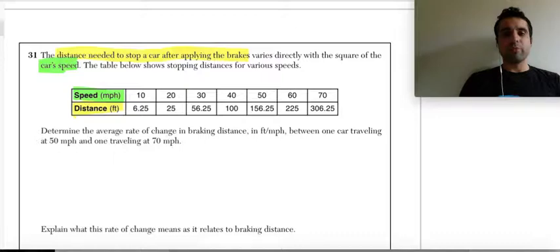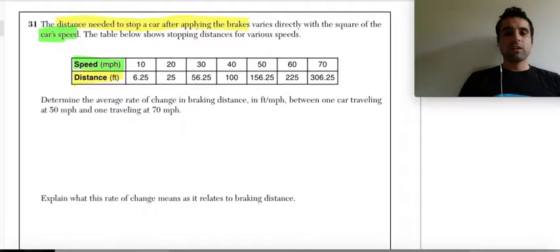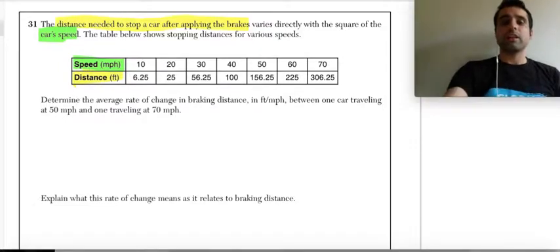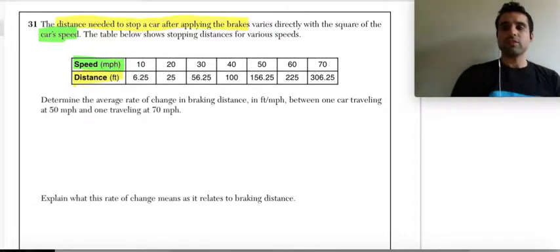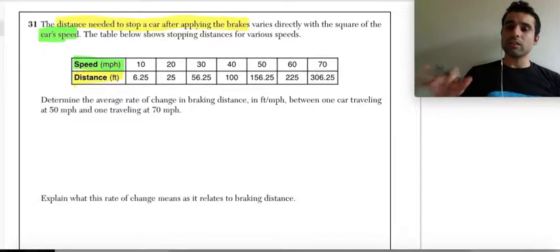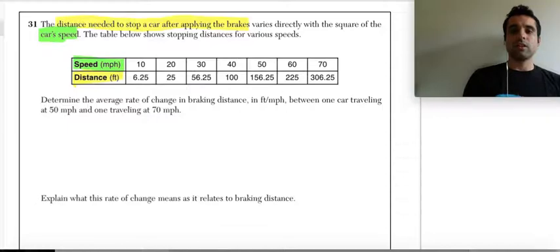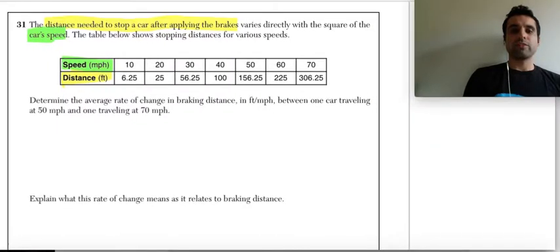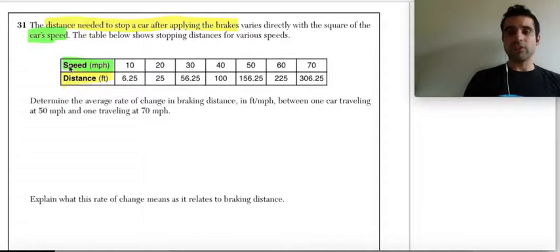We don't really need to look for a pattern right now. So 6.25, 25, 56.25, 100, and so on. And it's increasing, right? That makes sense. As you drive faster, the car will travel a larger distance as you're applying the brakes before coming to a full stop, assuming you don't slam the brakes, right? So let's see what it says. Basically the speed is like your x value, right? And as your speed increases, the distance that you need to stop the car also increases. That's called the braking distance.